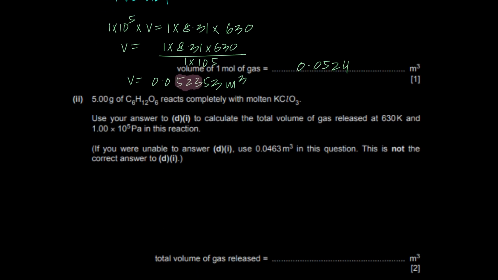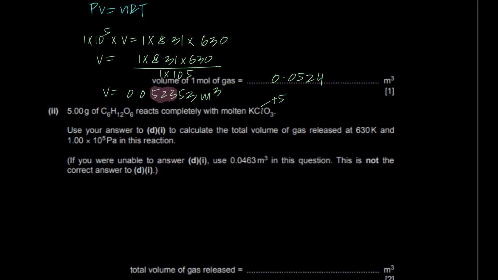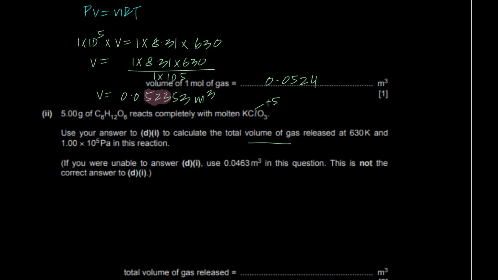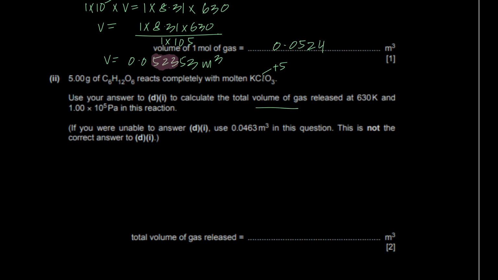Next, he's saying 5 grams of glucose completely reacts with KClO3, potassium chlorate effectively. I put potassium chlorate 1, right? Or chlorate 5, not 1, chlorate 5. This is plus 5 here, nobody cares. Now he's saying use your answer to D part 1 to calculate the total volume of gas released at 630 Kelvin and 1 into 10 to the power 5 pascals in this reaction.